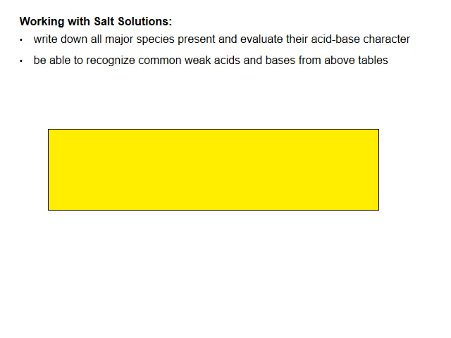Let's summarize the steps to take to determine whether a solution containing ions from salts will be acidic, basic, or neutral. First, write down all major species present and evaluate their acid-base character. You will need to be able to recognize common weak acids and bases from the above tables.